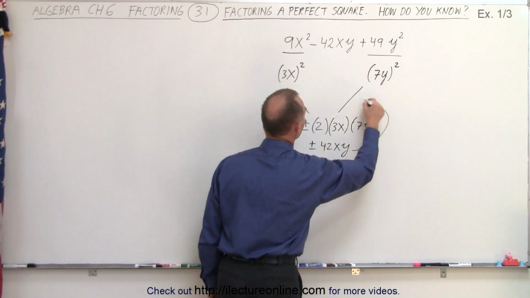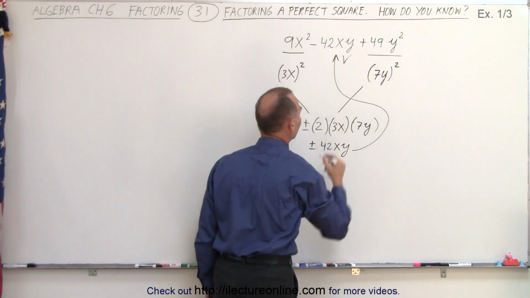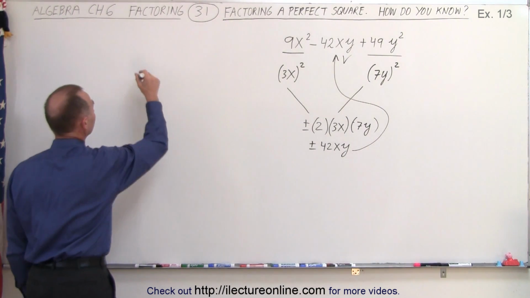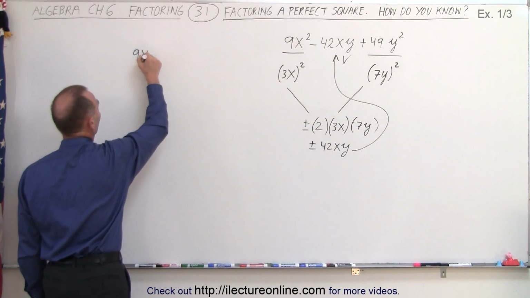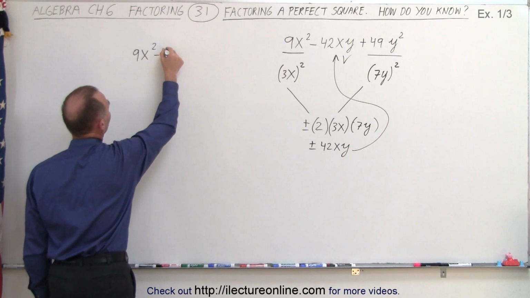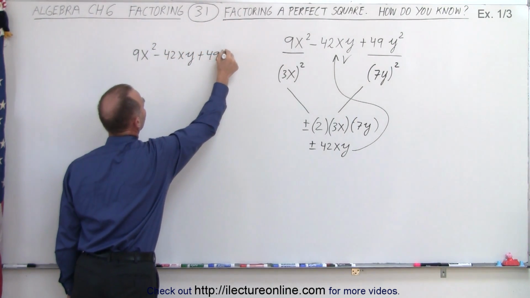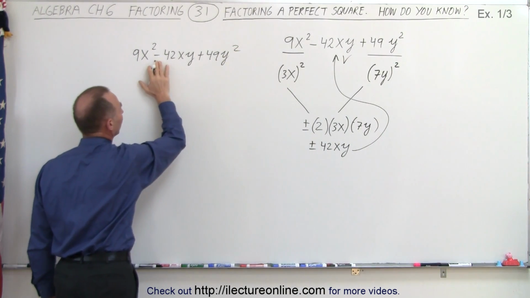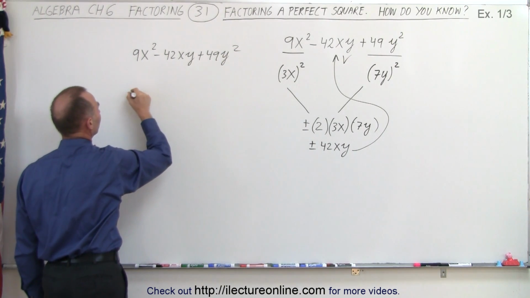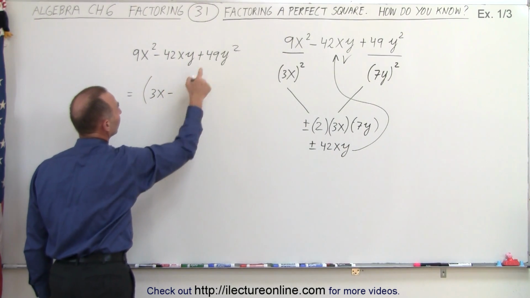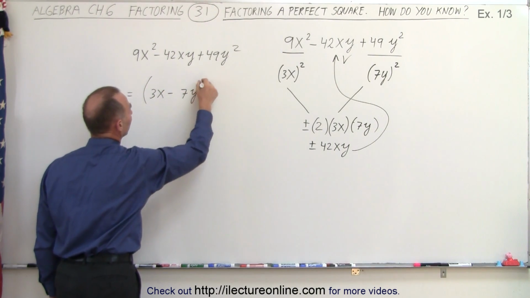And then we take a look at the middle term and we go, yes, it's the same, which means it's a perfect square. That means we can take the trinomial 9x squared minus 42xy plus 49y squared, and remember, there's a negative here. This can then be factored as the quantity 3x minus 7y squared.